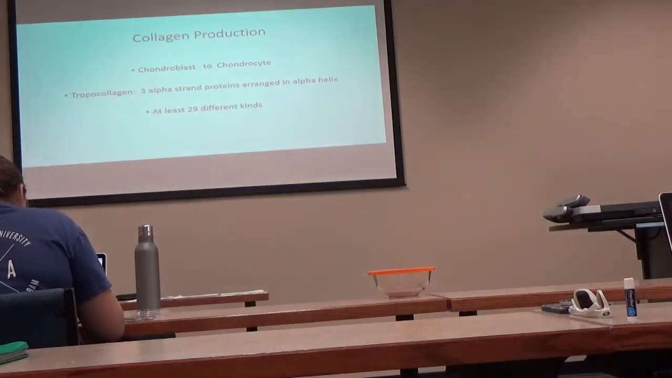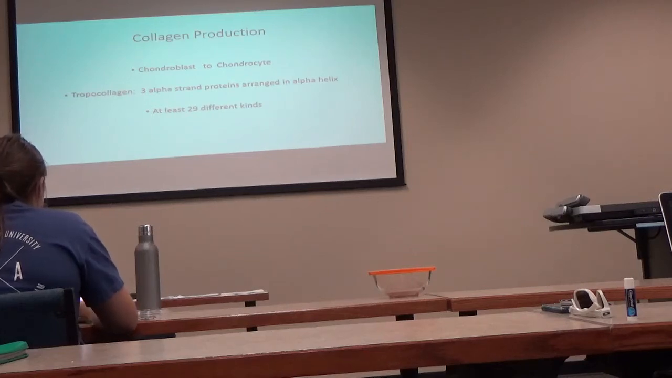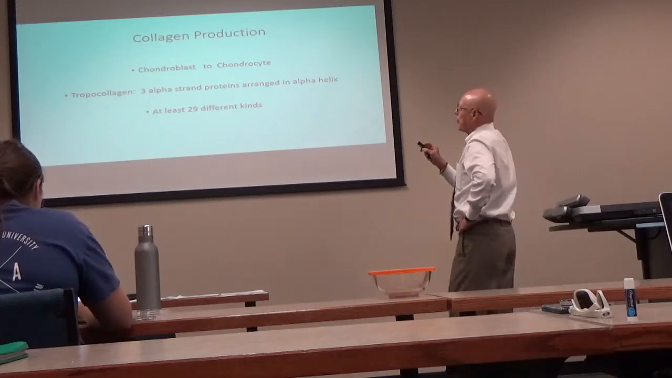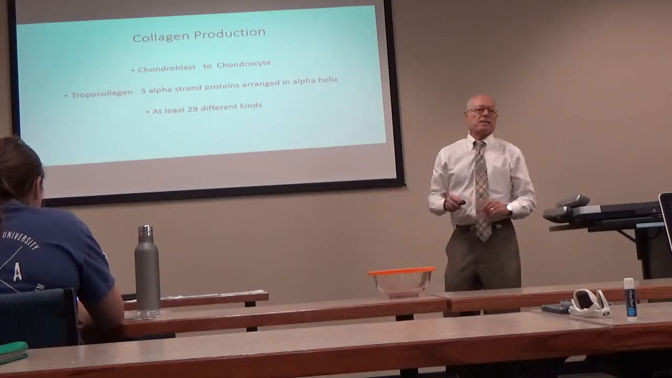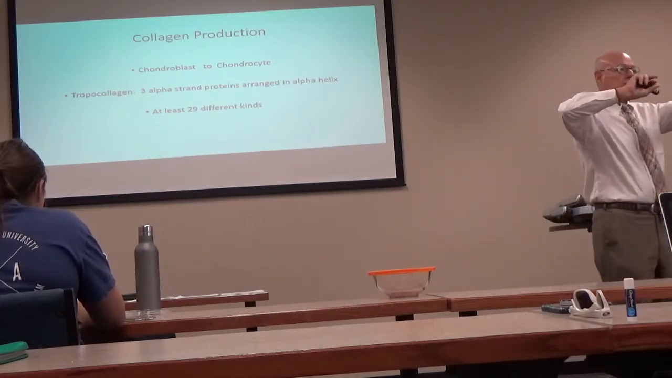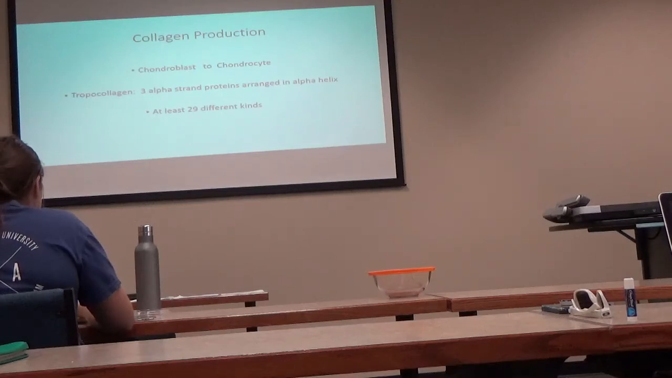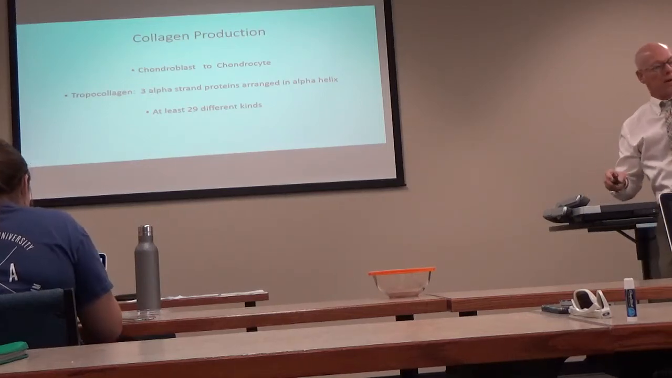Okay, now we're going to talk about some really boring stuff. Boring to me. Collagen production. Collagen is produced by the chondroblast and the chondrocyte, which are the cells that generate cartilage. The chondroblast, which is a stem cell, matures into a chondrocyte. The chondrocyte makes tropocollagen. It's a 3 alpha strand protein arranged in an alpha helix, so it's like 3 alpha proteins that are twisted into a rope-like structure. And there are at least 29 different kinds. As I said earlier, collagen is the most common protein in the human body.